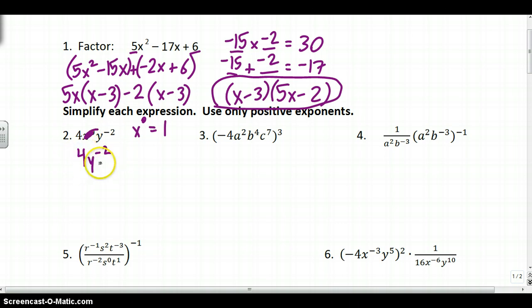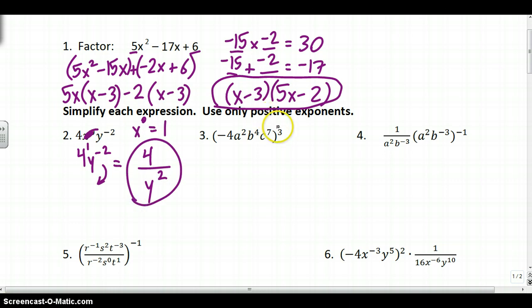Anything with a negative exponent is unhappy where it is, so it needs to switch places in the fraction bar. So the 4 technically has power 1, so it stays on top. The y to the negative second goes to the bottom, and it becomes positive. Alright, and nothing else cancels, so that's it.